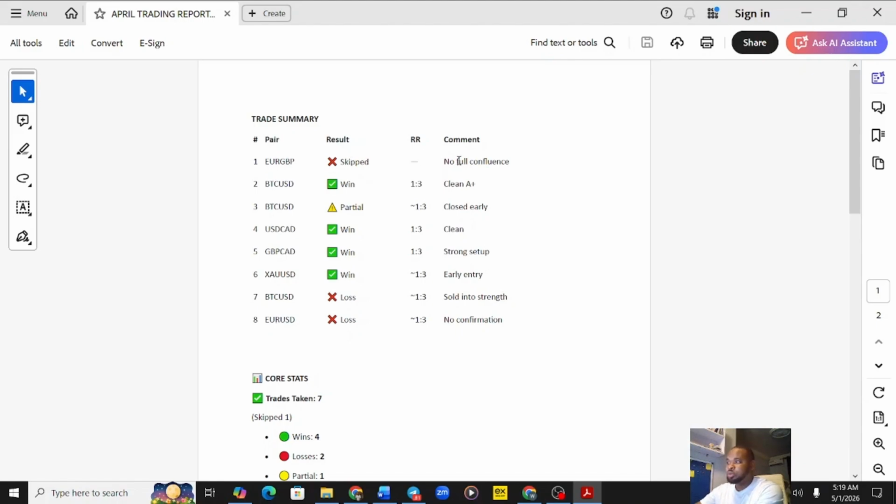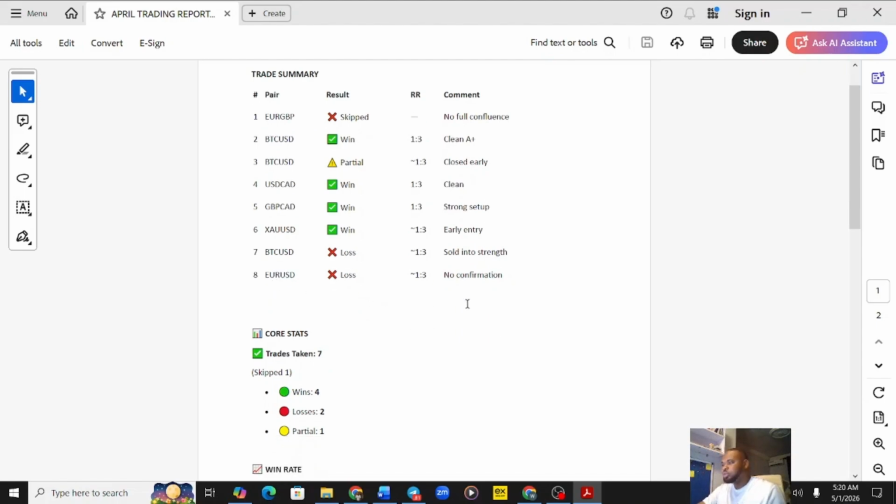So, no full confluence. Second is BTC, we won it, which gave us 1:3, almost the strategy pattern we are looking out for. We saw it. Second is BTC as well, the one where we took partial and also break even. So it's 1:3 but closed early, so we took partial profit from here. It's not up to a full 1:3. Now USD CAD, we won on USD CAD, which is 1:3, and GBP CAD also, and gold the same, 1:3. Now this is the BTC I told you guys about. We lost here. The BTC on 1:3, we didn't get it, we lost here.